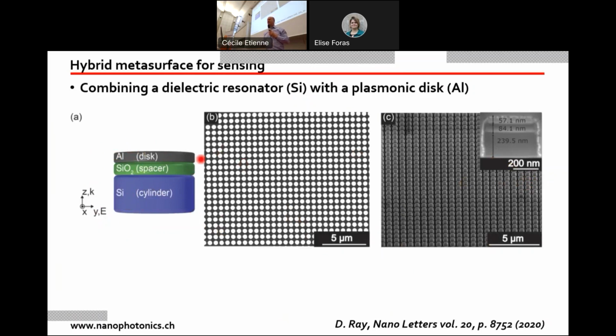And because the different modes, the electric and magnetic modes, are going to interfere through near-field coupling, we also put a little spacer in between. We put a little spacer of glass like this, and we can adjust the distance between the two. So we fabricated these structures. You see here different views of them.